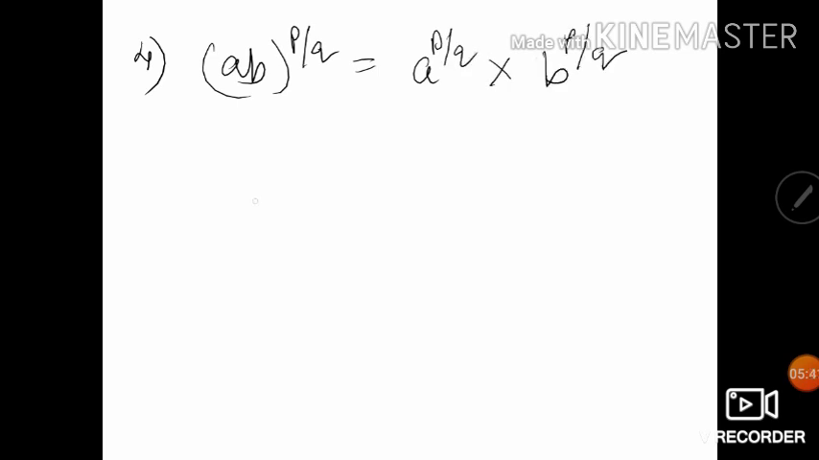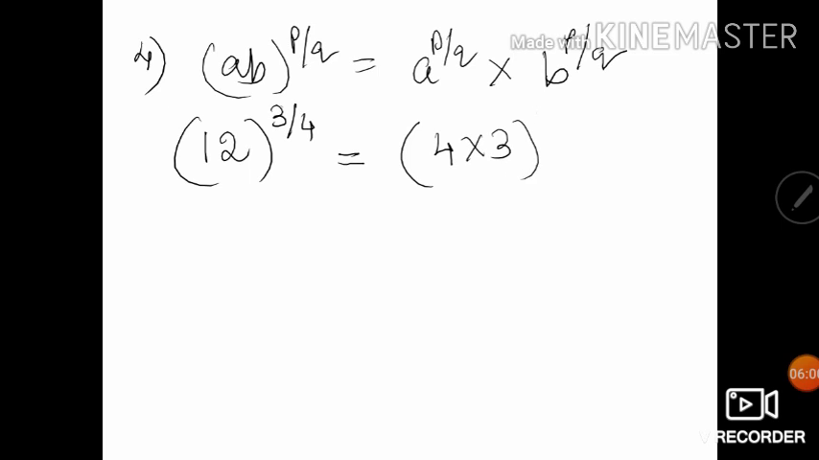Fourth law will be ab to the power p on q can be written as a to the power p on q into b to the power p on q. Let's say we have this number 12 to the power 3 on 4. We can write this number as 4 into 3 to the power 3 on 4. So we can write the power which is common for each of these numbers.